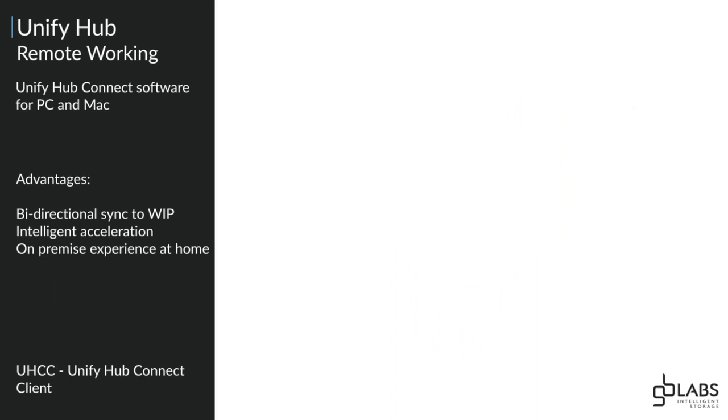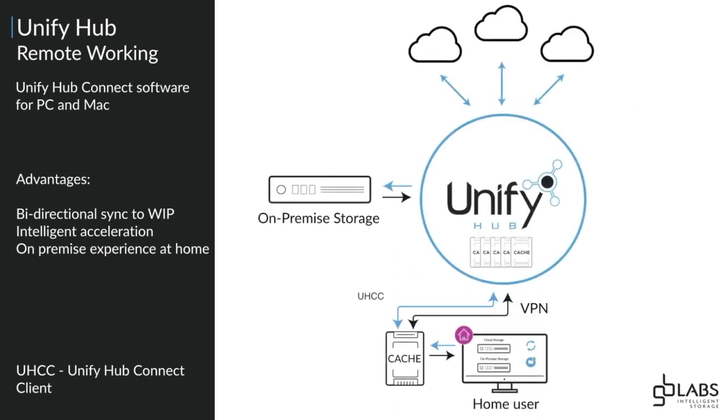The remote working part of it, in terms of the client, is handled by our own Unify Hub Connect software. This is available for PC and Mac, and it is a way of accessing, obviously with authentication, your Unify Hub in your office. Now, we do recommend that you use a VPN to do that. It is obviously an access point. It can be controlled in various different ways, but the most simple is to put a VPN in place, and then you are working off a secure connection back to the office.